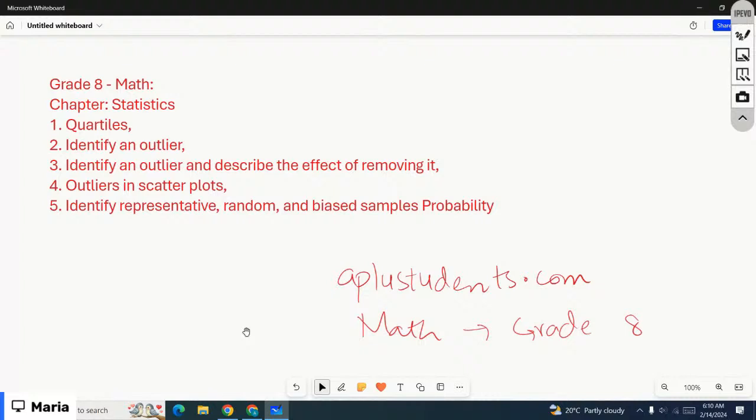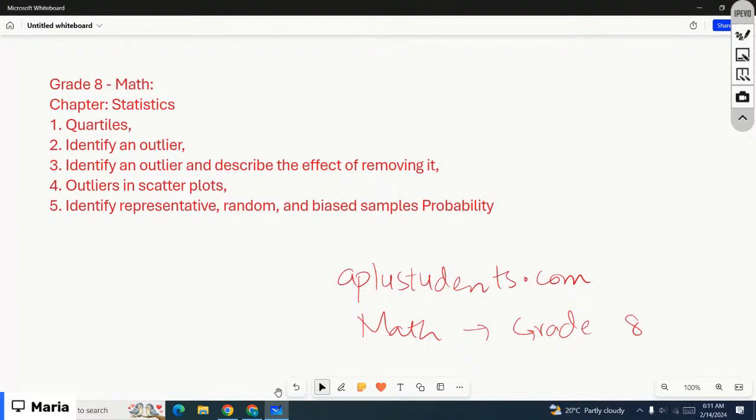So you can find all the lessons on aplusstudents.com. You have to log in there using your email address and password as provided by the administrator. Then you have to select math from the subject tab. Scroll down to grade 8 math and then click on view all lessons. There you can find a list of the chapters.